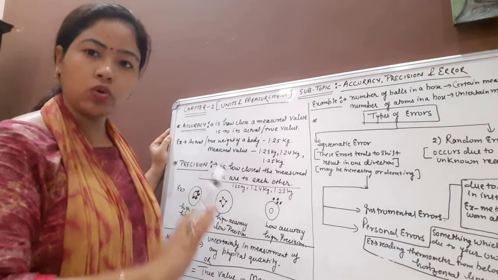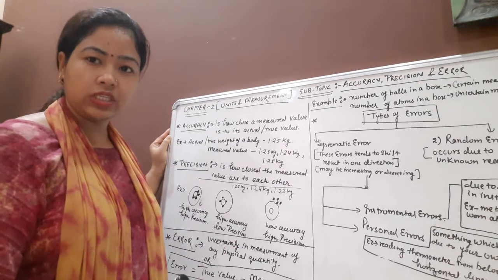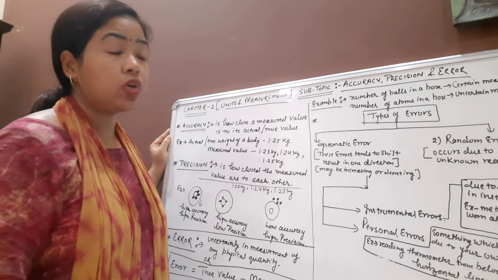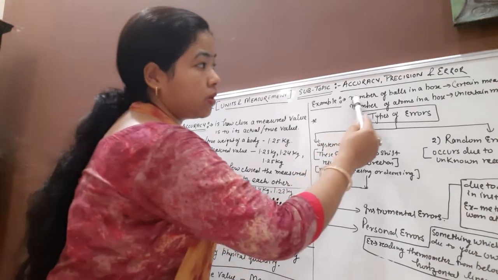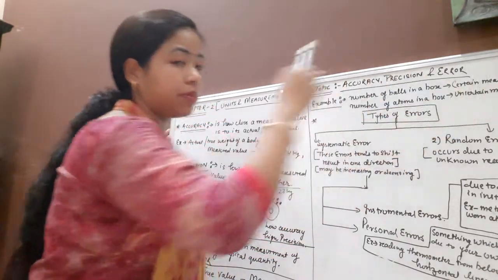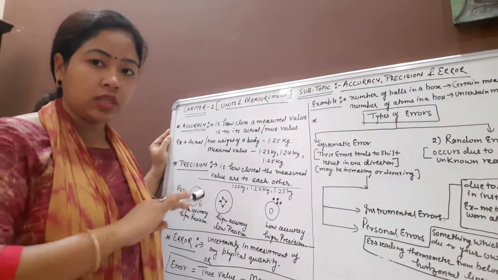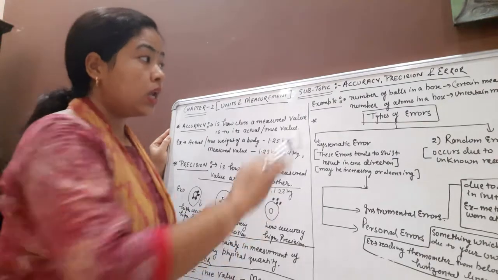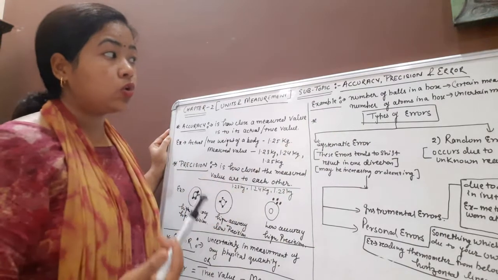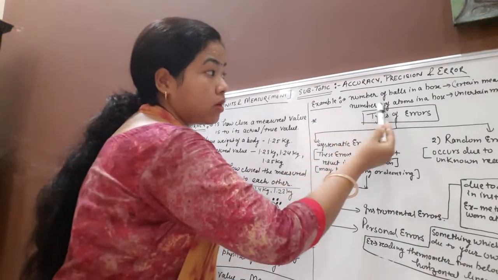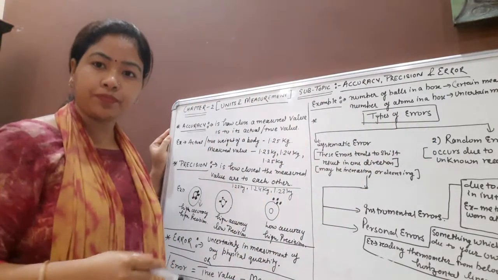Then there is no confusion, no uncertainty in your measurement whenever you are counting the balls which are in the box, right? So the number of balls in a box is a certain measurement. Then there is no doubt, right? Now the next thing is that if someone told you to calculate the number of atoms in a box.